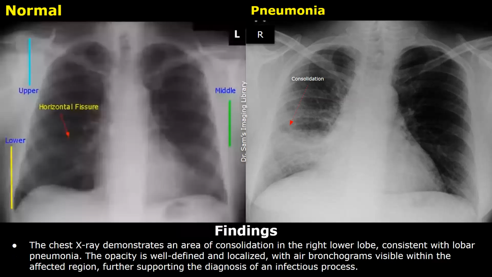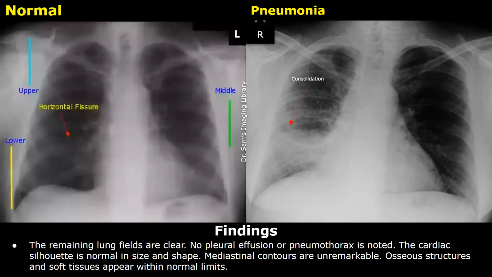These are the findings. The chest X-ray demonstrates an area of consolidation in the right lower lobe, consistent with lobar pneumonia. The opacity is well defined and localized, with air bronchograms visible within the affected region, further supporting the diagnosis of an infectious process. The rest of the lung fields are normal.